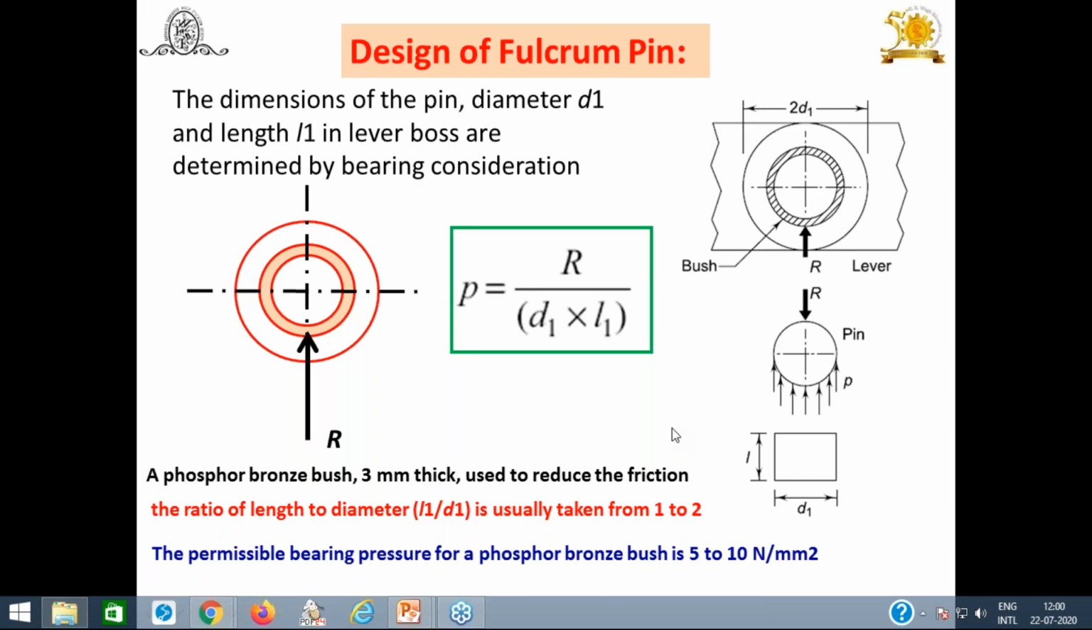You take the maximum dimension. You can use it like a knuckle pin. This is about the design of a lever.